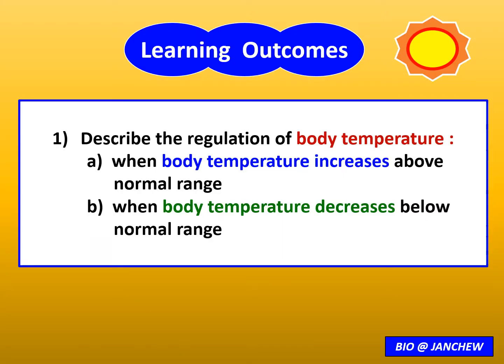The learning outcomes for today's lesson are as follows. After this lesson, we should be able to describe the regulation of body temperature. A, when body temperature increases above the normal range, and B, when body temperature decreases below the normal range. So this section is important for structured and essay questions, and sometimes they are asked in the objective questions too.